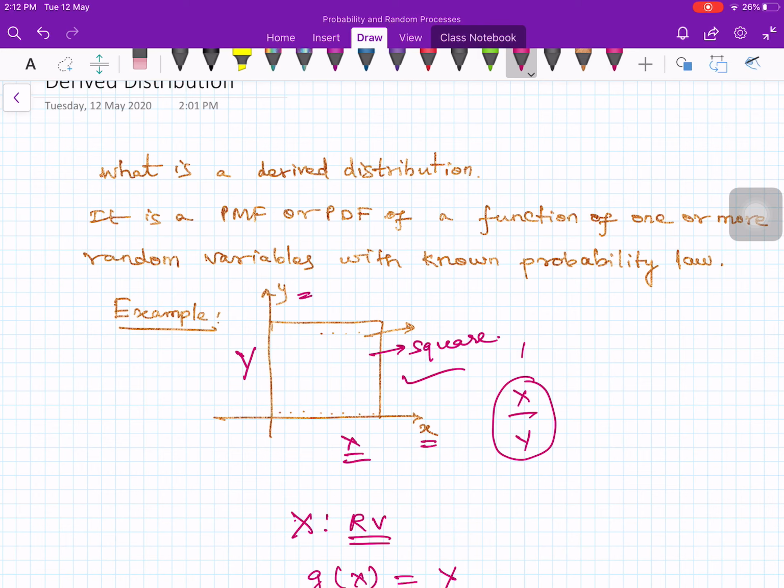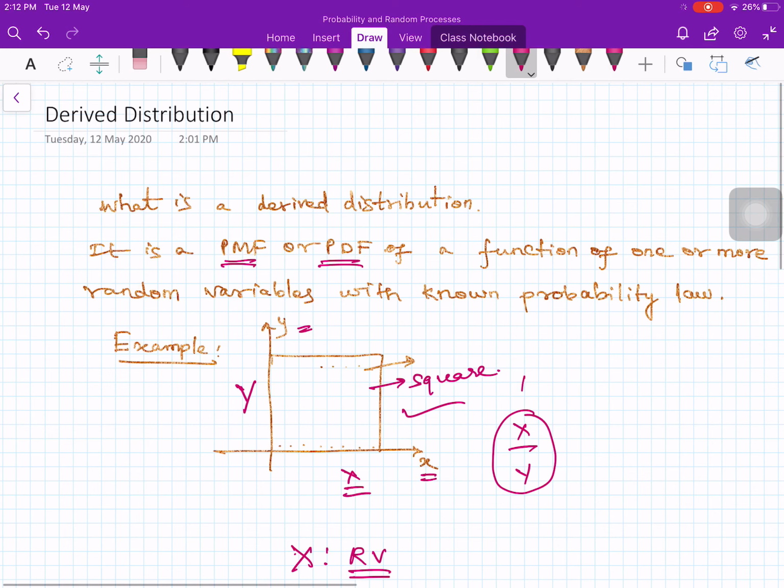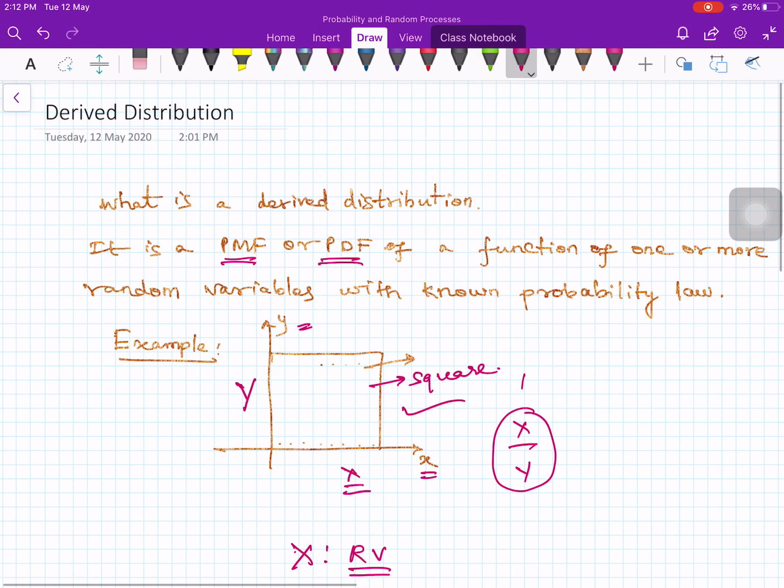Now let us go to the definition. What is a derived distribution? It is a probability mass function or probability density function of a function of one or more random variables with a known probability law. So for example, there is a unit square, and the x-axis is given here and the y-axis given. This is the Y random variable and this is the X random variable. Let's say this point is 1 and this is also 1. So this is the unit square.